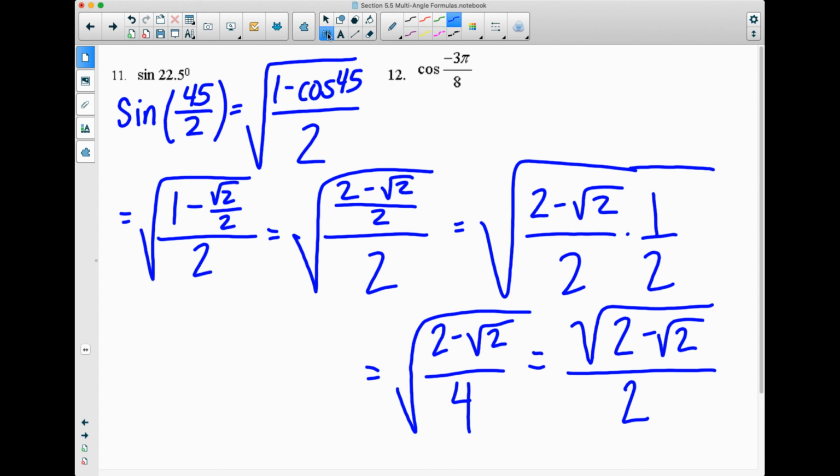Questions? How did you go from over 4 to over 2? How did I go from here to here? There to there? Okay, so I can put a radical on top and a radical on the bottom, and the square root of 4 is 2. Oh.